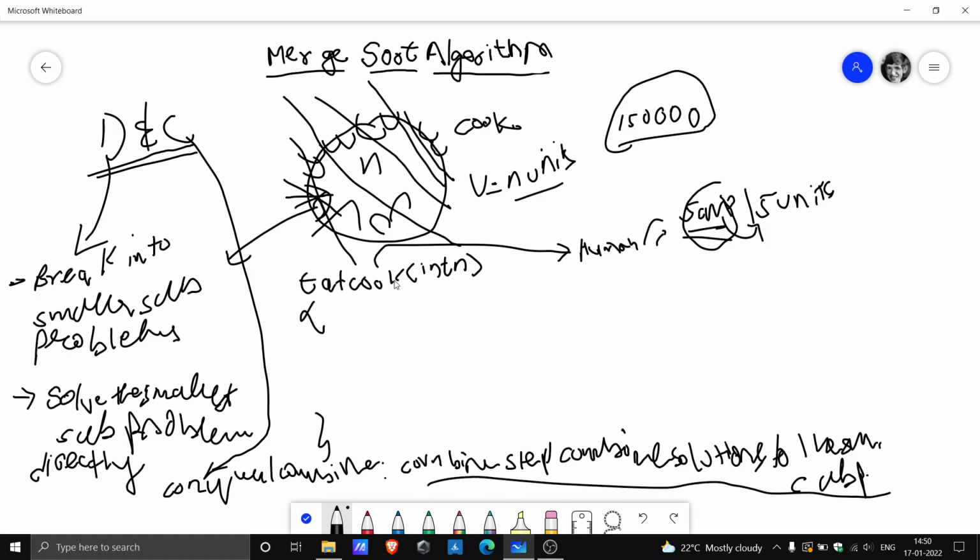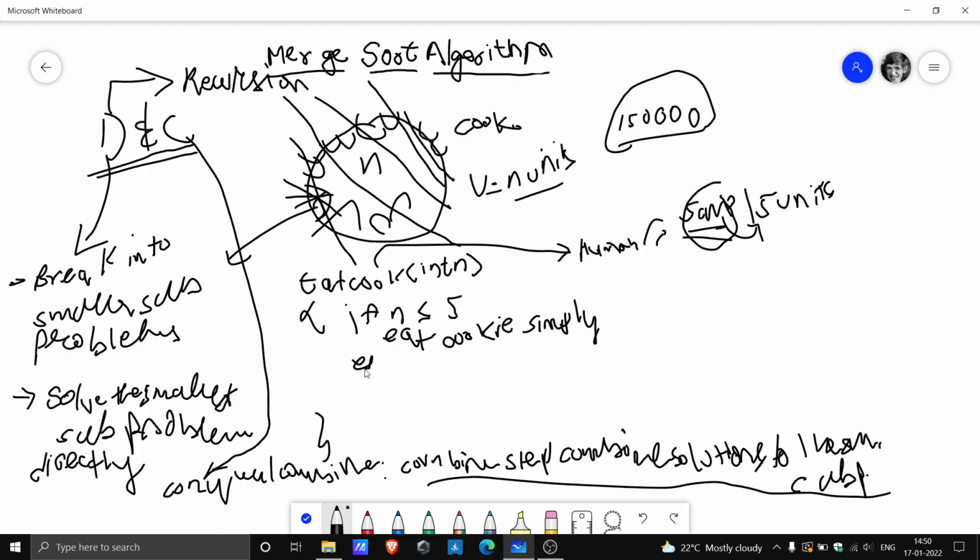So let's write the recursive code, because what's going to help us divide this problem into smaller subproblems is recursion. That's what recursion does, if you essentially look at it. So let's take this cookie, and if my cookie size is less than or equal to 5, then I'm just going to eat the cookie. Eat cookie, simply. Else, I'm going to break the cookie into two parts.